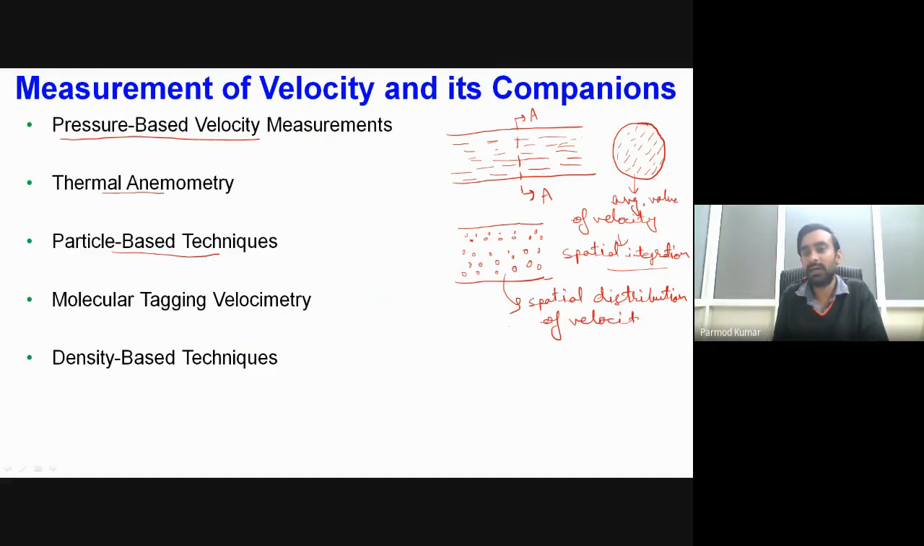So these are the two broad ways we can measure the velocity. One is where we do the spatial integration in order to find a single representative value over the entire flow field, and that gives us the average value of the velocity field. Another mode is where we find the value of velocity at different points over our entire flow field. Here we get the spatial distribution of the flow field. Particularly, these particle based techniques are required in order to obtain the spatial distribution of the velocity field.